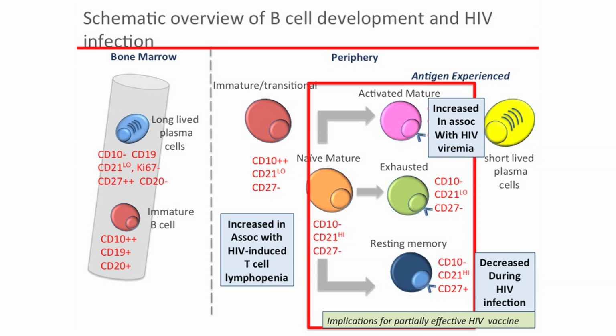In HIV infection, we have an increase in this transitional population that's associated with T-cell lymphopenia. We have an increase in the activated and exhausted populations, which is associated with HIV viremia. And also, as I've just mentioned, you have a decrease in this resting memory pool, which has implications for a partially effective HIV vaccine or any other vaccine.